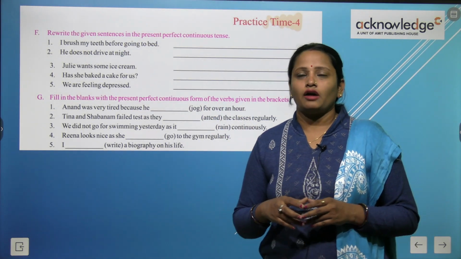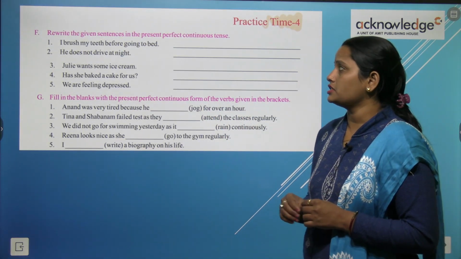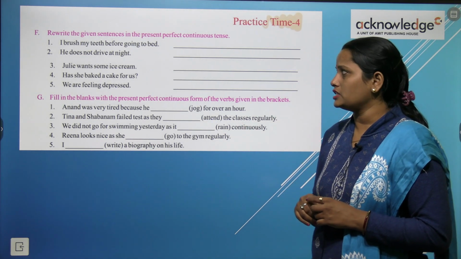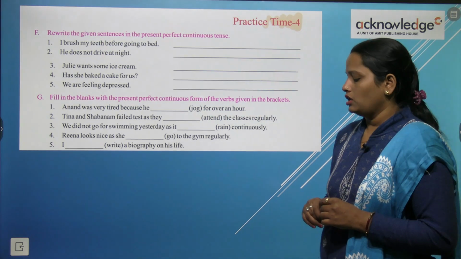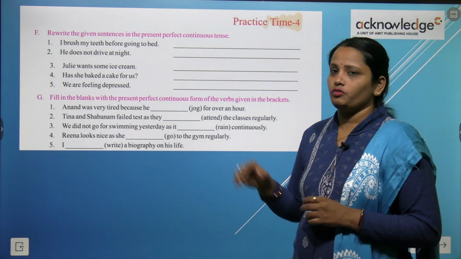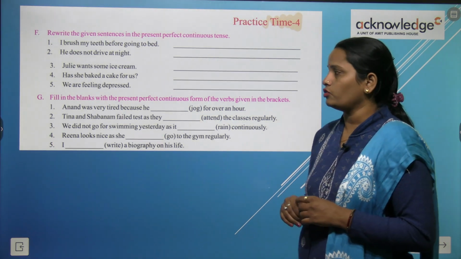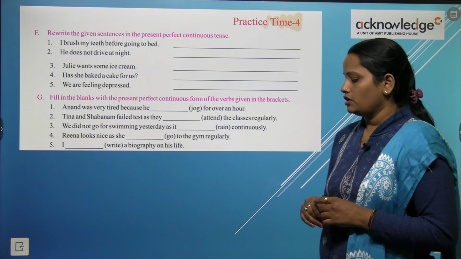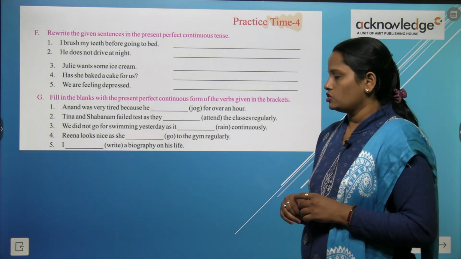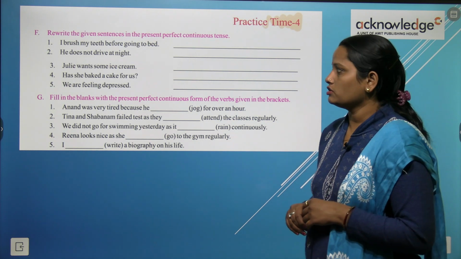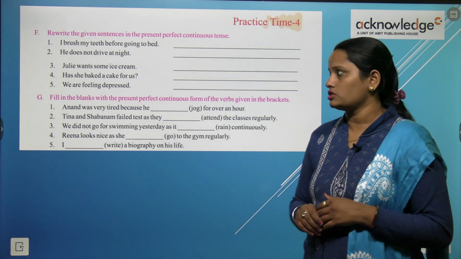Now, here children, we have to rewrite the given sentences in the present perfect continuous tense. So, I brushed my teeth before going to bed. So, I have been brushing my teeth before going to bed. Now, the next one is he does not drive at night. So, he has not been driving at night. So, children, like this, complete the rest of the questions here.